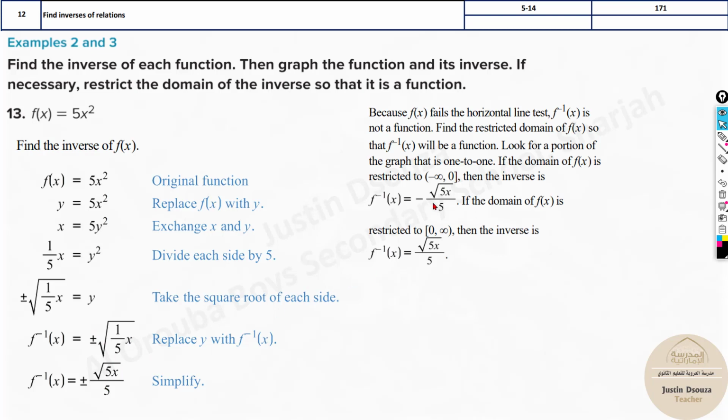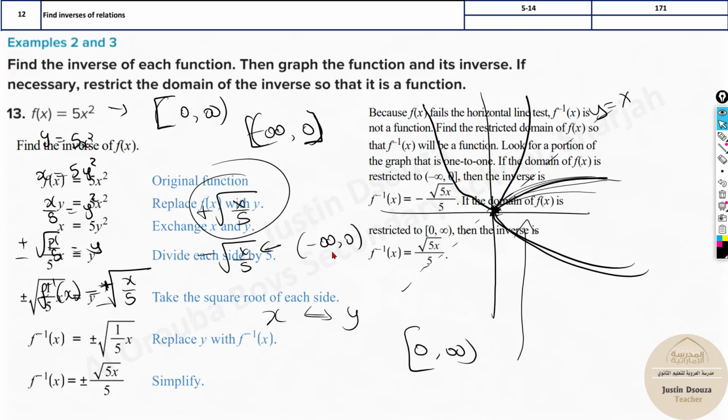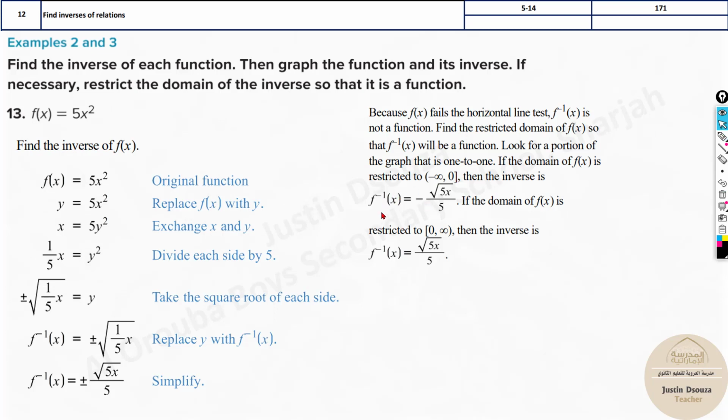There are two cases. The first case, when is it negative? When we had written minus infinity comma 0, this is a big bracket, I'm sorry again. Whenever there is 0, that's the included value, so it's a big bracket. Okay. Now that is the thing. Here, f inverse of x is negative root 5x by 5 when the domain of the given function f of x is restricted from minus infinity to 0.